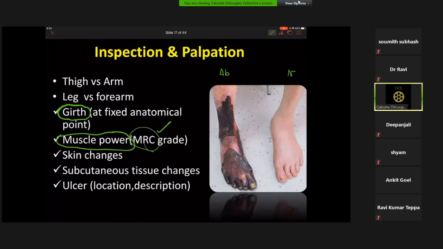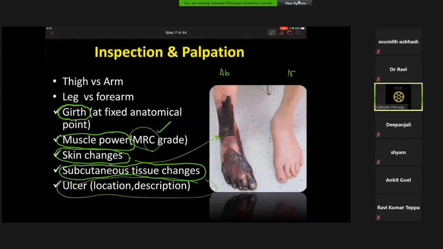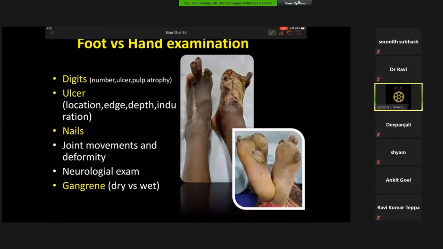I like to see the changes in the skin, as you can see very clearly, there is black discoloration. I like to see the subcutaneous tissue changes, which have occurred because the patient has shriveled up. So I need to see the changes in this area. And if there are ulcers, I need to look for them also, like in this one. We should now go for the foot and the hand examination.